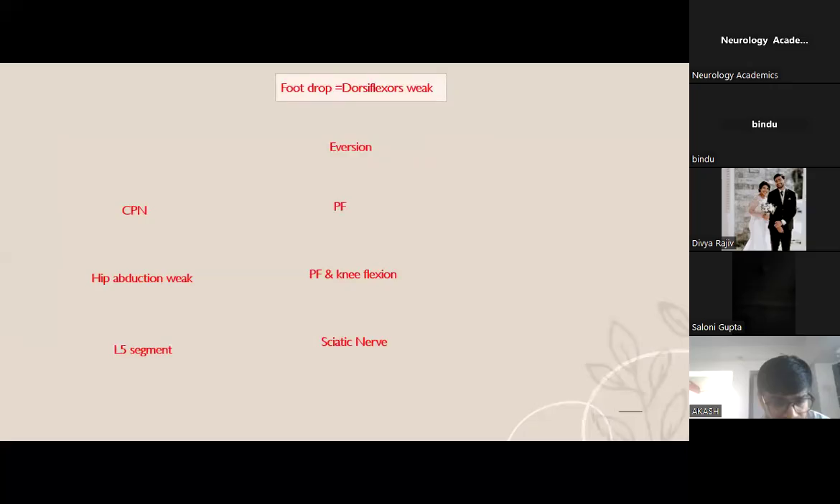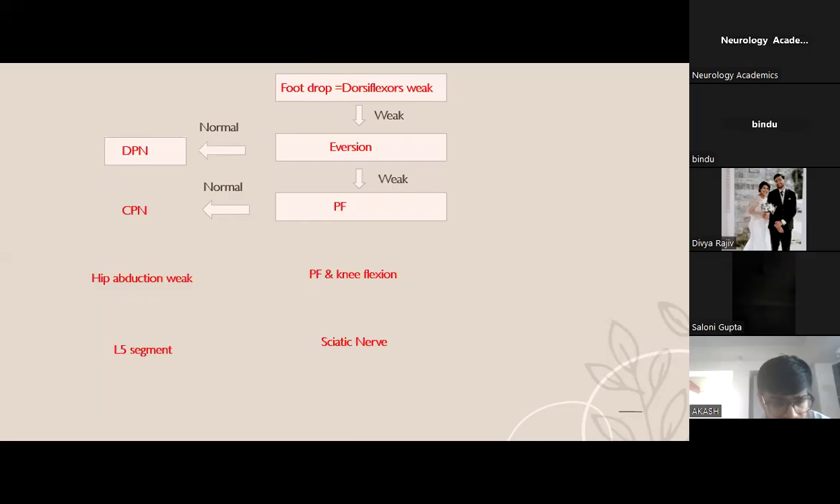So, coming to the approach to foot drop, in foot drop dorsiflexion will be weak. If eversion is normal, then it's the deep peroneal nerve, because the superficial peroneal nerve supplies peroneus longus and peroneus brevis, which help in eversion. So if eversion is normal, the site of lesion is the deep peroneal nerve. If eversion is also weak, then we have to look at plantar flexion. If plantar flexion is normal, which is supplied by the tibial nerve, then the lesion is at the common peroneal nerve.